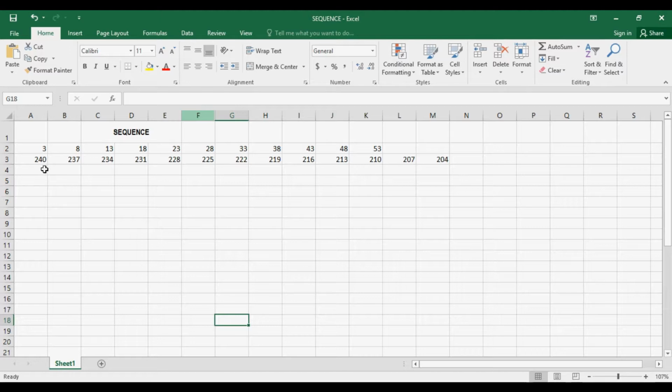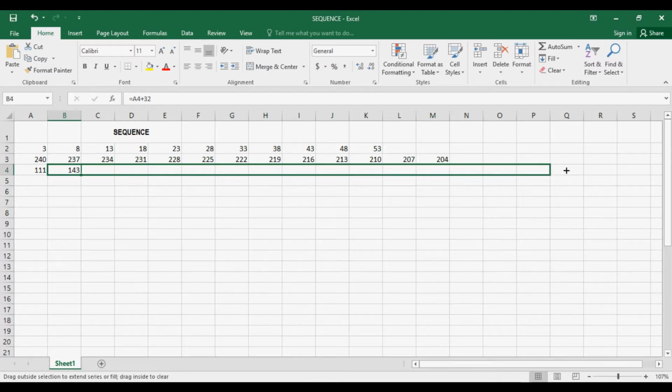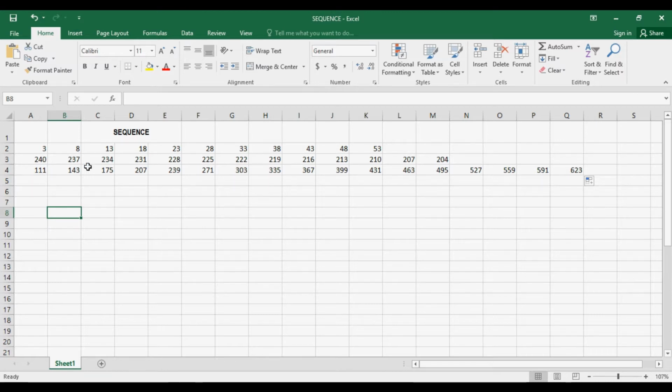Now look here. In the first row I have, maybe I will write, 111. You can look here. And in the second row I have the first row plus maybe 32. In the second row I have 143. First row I have 111 and then 143. If you look clearly, you will know what I mean here. I will drag the second row, like that, until the nth number.